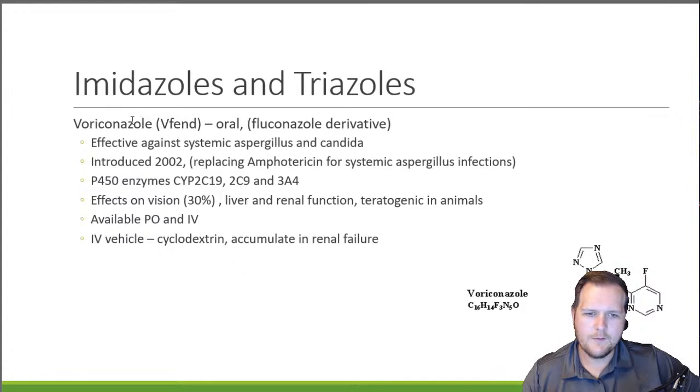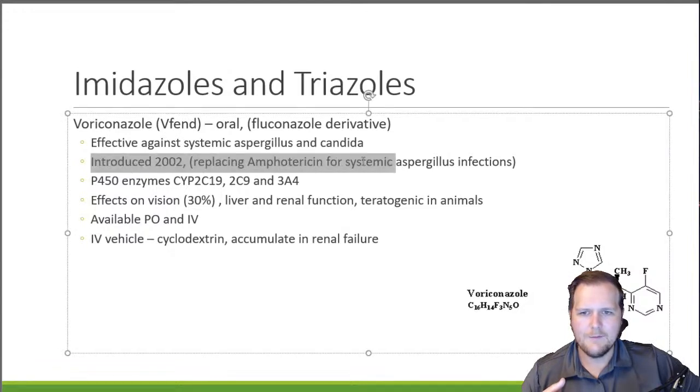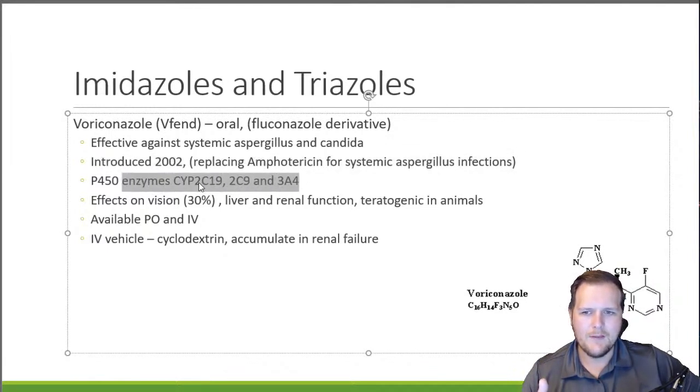We have some newer ones after fluconazole, things like voriconazole. This is actually a derivative of that, and it gets some additional effects in terms of more resistant fungus that it can treat. So it's helpful for that. And even in some cases, actually replacing amphotericin B for some of the more systemic things like aspergillus infections and whatnot. But even wider CYP enzyme inhibition, not just 3A4, but now we have things like 2C19 and 2C9 being affected, right?